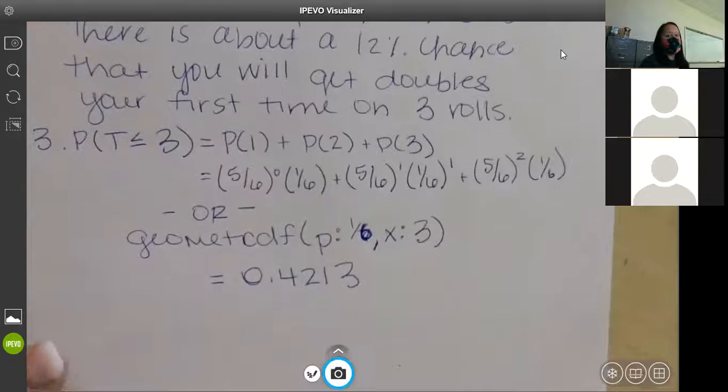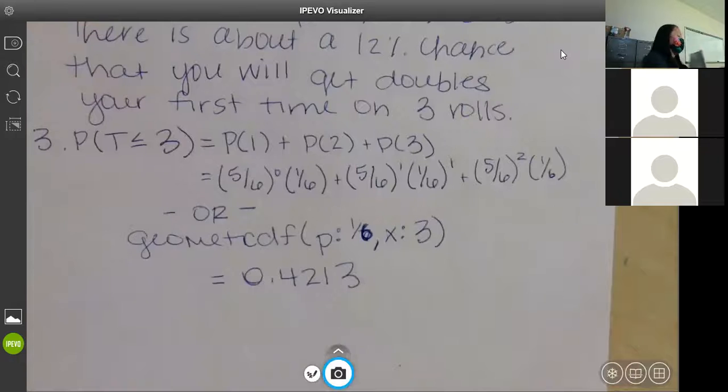So there's a 42% chance that this will happen, that you will get out of jail free within 3 turns. All right, that's all I have.